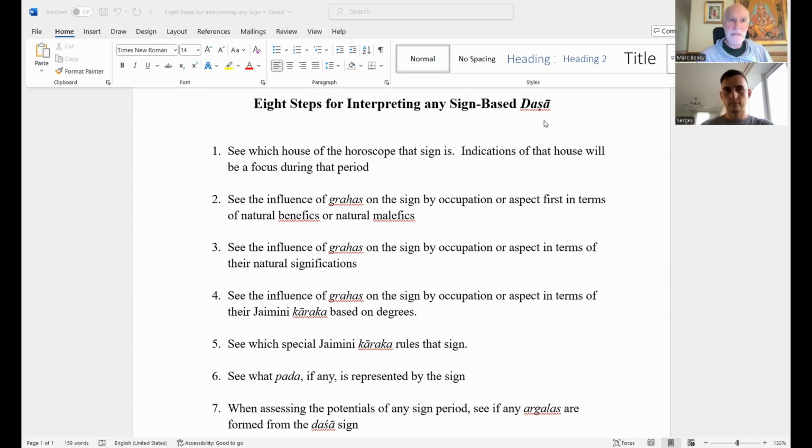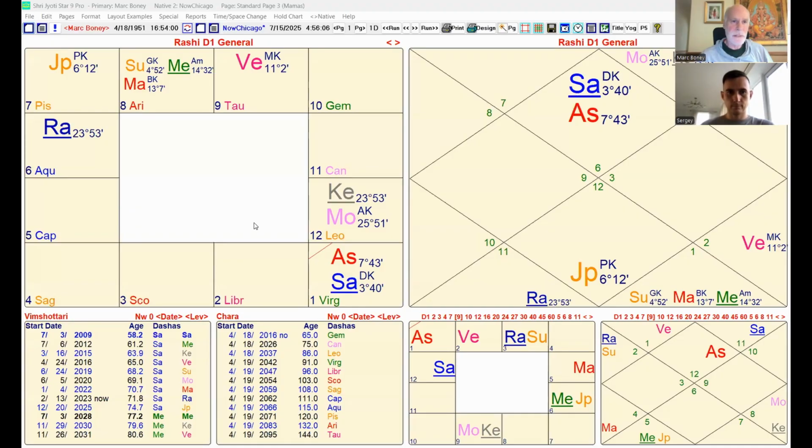And so this is the second thing that we look at. Is the sign getting the influence of natural benefics or is it getting the influence of natural malefics? And of course, if those benefics are strong, then that's even a more favorable influence, right? So this is what we look for next. And I'm going to bring up my program again. And if we focus again on the period that I've been running, which is Gemini, we see that it isn't occupied by any planets, but it is getting the influence of 2 grahas by what's called Rashi Drishti.